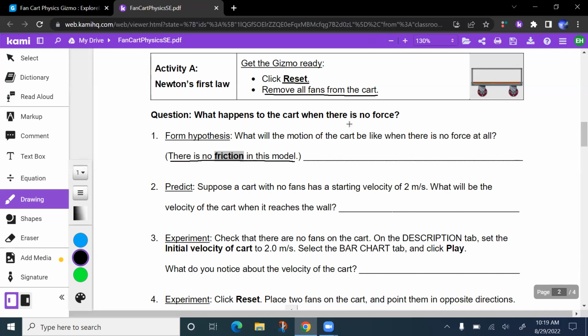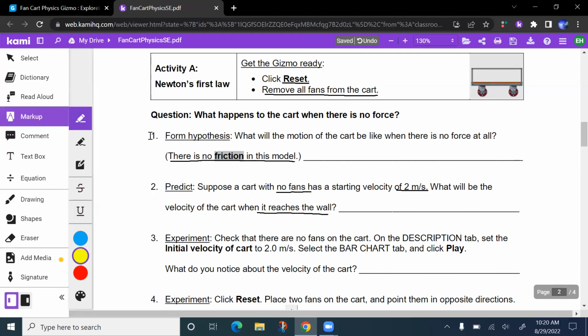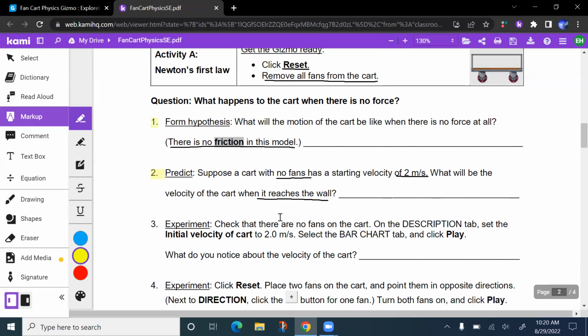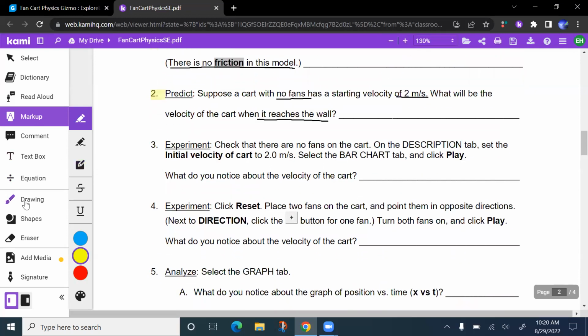Part 2, predict. Suppose a cart with no fans has a starting velocity of 2 meters per second. What will the velocity of the cart be when it reaches the wall? Again, make your prediction for part 2. Okay, now that you've made your hypothesis for part 1 and your prediction for part 2, let's experiment and find out what happens. Here's what you will do.